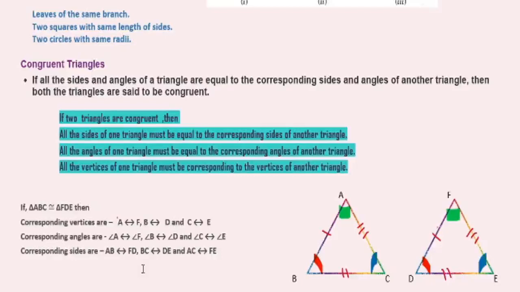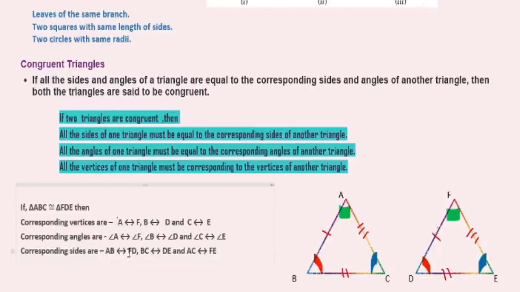And then consider the angles. Angle A is corresponding to angle F. Angle B is corresponding to angle D. Angle C is corresponding to angle E. This is the symbol, it denotes corresponding to. And the sides, if we consider AB is corresponding to FD, that will take care.